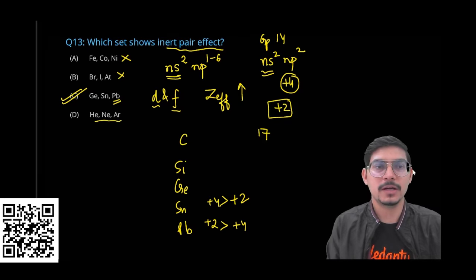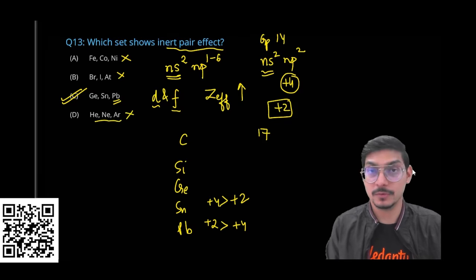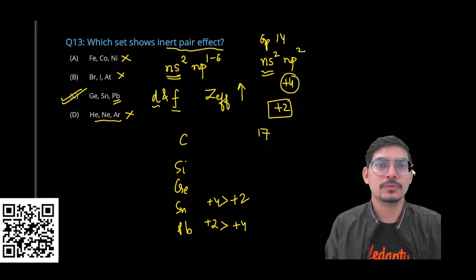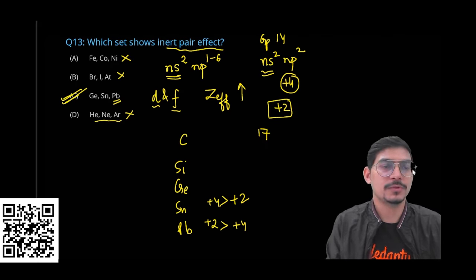Helium, neon, and argon, they are noble gases. They anyway do not react much, right? So that also is ruled out. This option is also ruled out. So the set that shows inert pair effect, the most appropriate answer is option C.